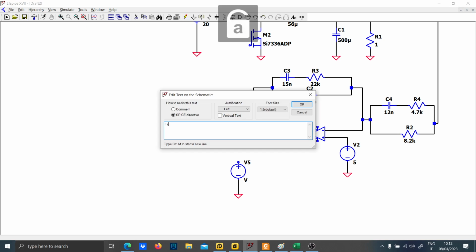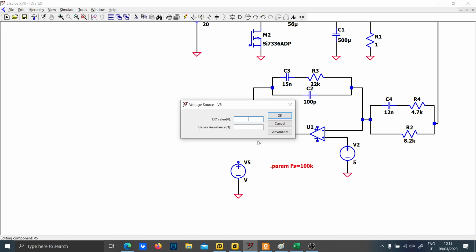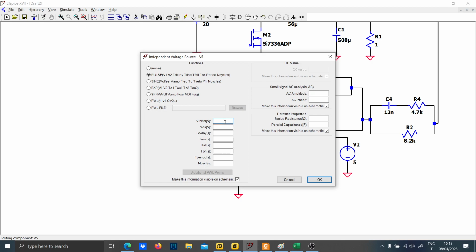I need just the switching frequency Fs equal to 100 kHz, dot param Fs equal to 100 kHz, and dot param nothing. Just the switching frequency. So now let me put the pulse 0, 3 volts, delay not important, rise 1 over 2 times Fs, the same for the fall, and the same NT on just 1 nano, and the period 1 over Fs.